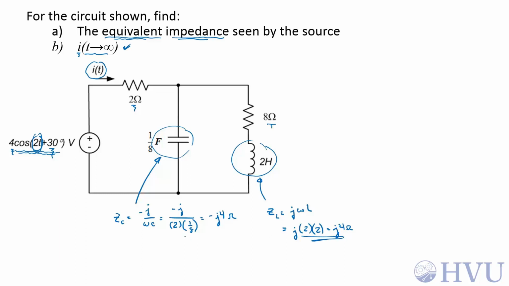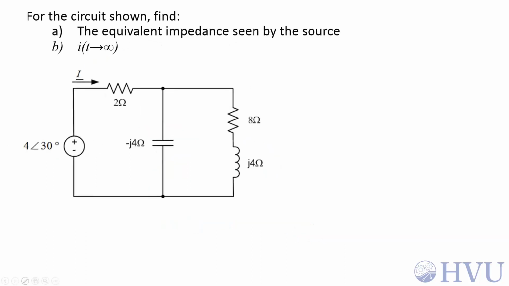Now that we've got our impedances, I'm going to go to a new slide which has the impedances in the place of these elements' values. Okay, here's our frequency domain circuit. The first thing we want is the equivalent impedance seen by the source, so we're looking for what we would normally think of as an equivalent resistance early in the course seen across these terminals. So it's a voltage-current relationship in the frequency domain between these terminals.